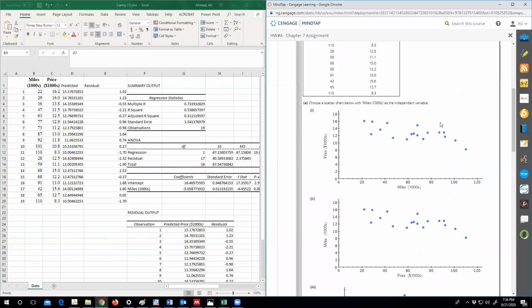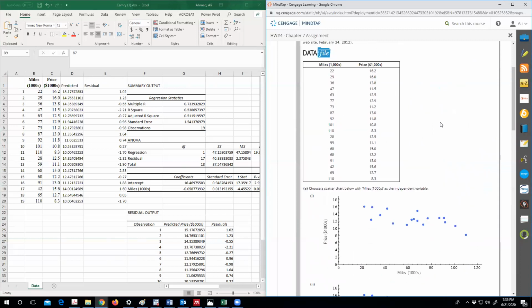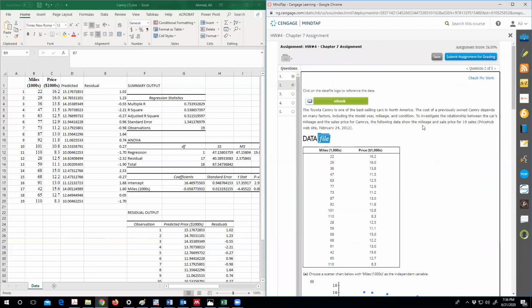It says 12 is right, 28 is wrong, and 2 is wrong. It says 12 is right. Yep. That's weird. Yeah, that's really weird. Car mileage and sales price for Camry. The following shows the mileage.